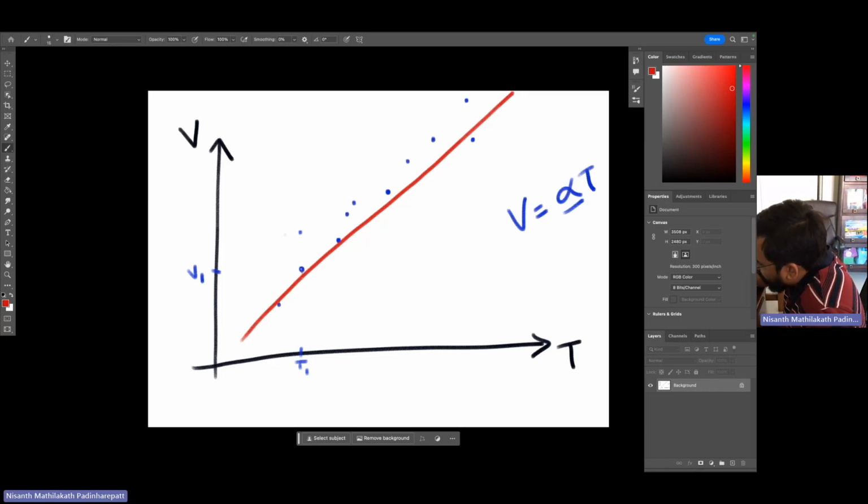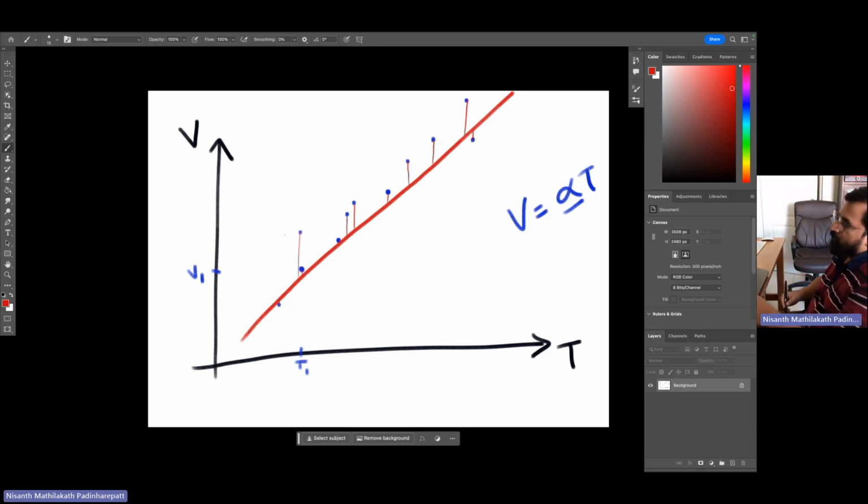This error, this error, this is error, right? This value minus this value, that is the error. So here it is, here it is. So these are errors, and we can sum it up. Sum all the errors. We can take the absolute value of the error, and we can sum it up. So that gives a measure of how good this guess of this line is.